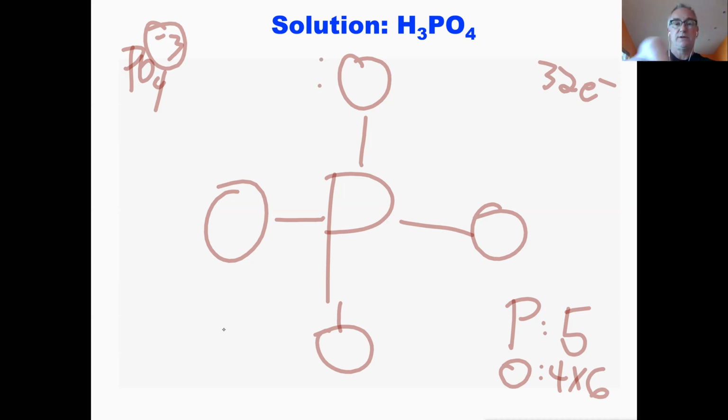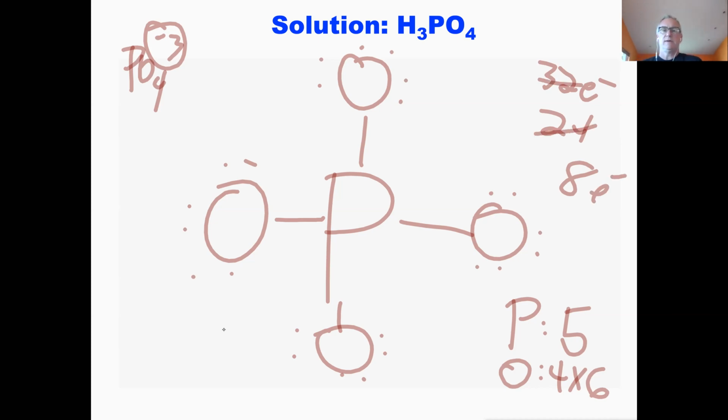So as I mentioned, go around the outside for filling up octets. So we go 1, 2, 3, 4, 5, 6, 1, 2, 3, 4, 5, 6, 1, 2, 3, 4, 5, 6, 1, 2, 3, 4, 5, 6. So that is 6 times 4, that's 24. We have 8 electrons left over. What did we forget to do?